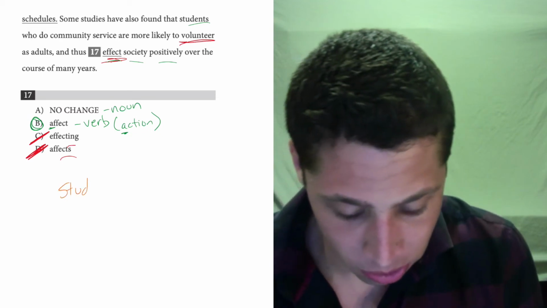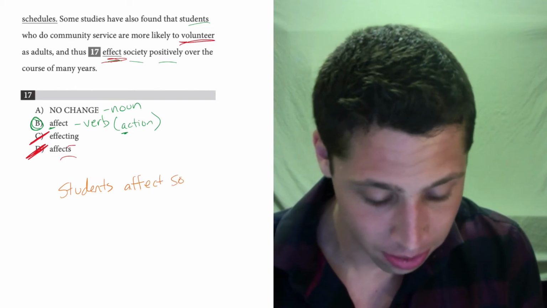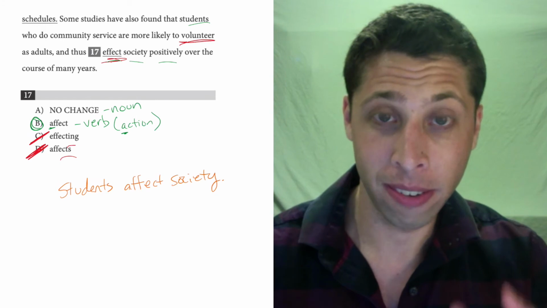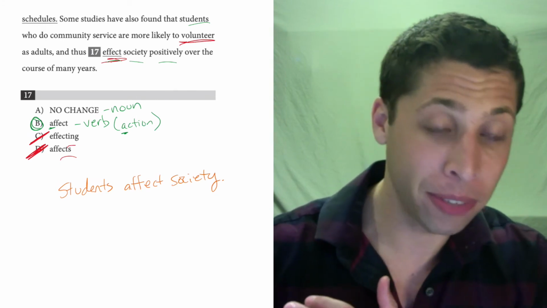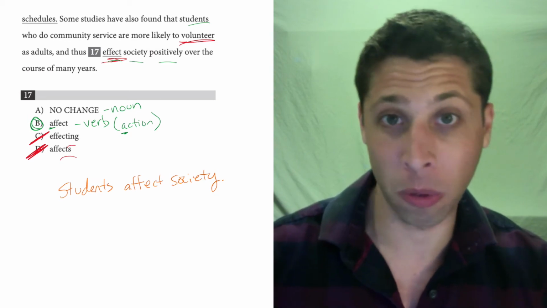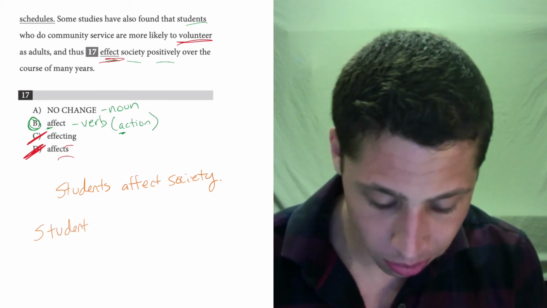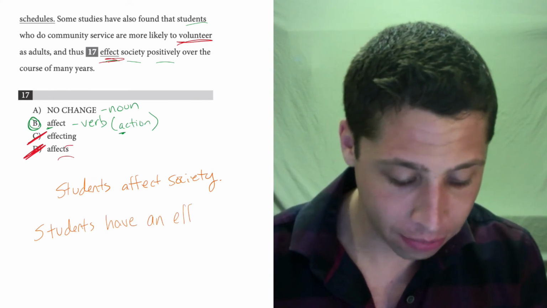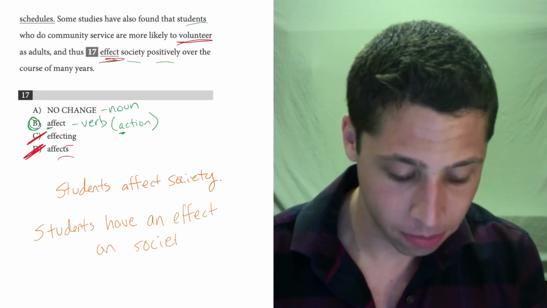The students affect society. That's what we're saying. That's why choice B is correct. Another way we could rephrase this, just to show you a situation where we would use A, students have, there's our verb, an effect on society.